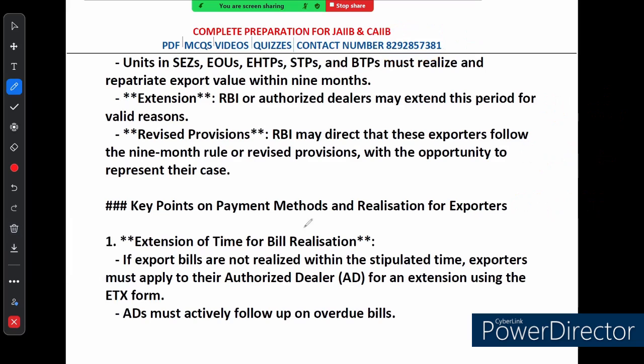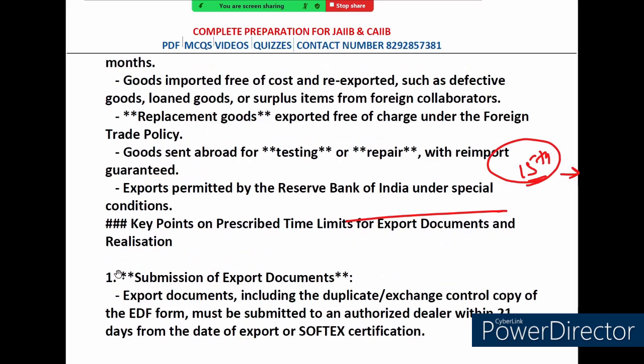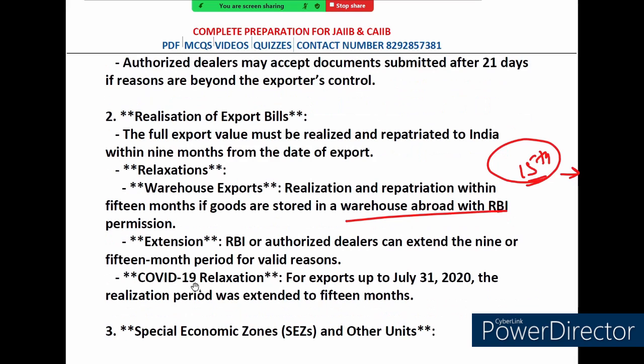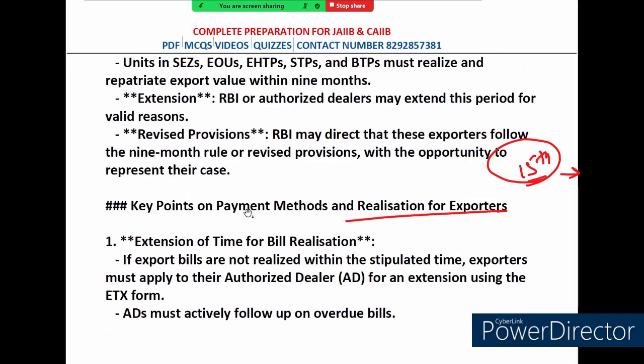Now let's come back to the next topic, that is various payment methods and what to do if you need an extension for the export bill realization. So let's start with what happens if your export payment is not received within the stipulated time, right? Typically you need to get the full export value within 9 months, or 15 months in certain cases. We have discussed in which cases 15 months applies, like in the COVID-19 relaxation, or for warehouse exports, then 15 months.